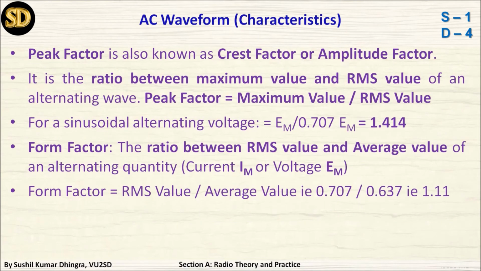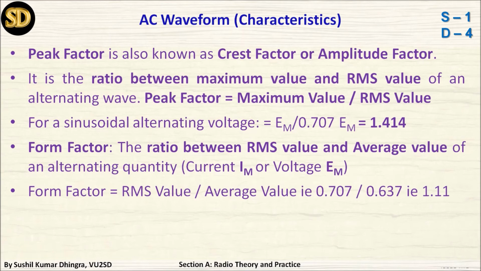Peak factor is also called a crest factor or amplitude factor. It is the ratio between maximum value and RMS value of an alternating wave, and this ratio, for a pure sine wave, is Em by 0.707, means 1 by 0.707. This will be equal to 1.414.